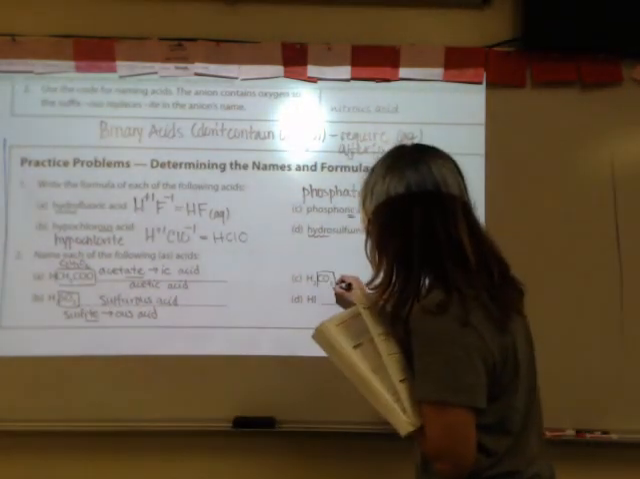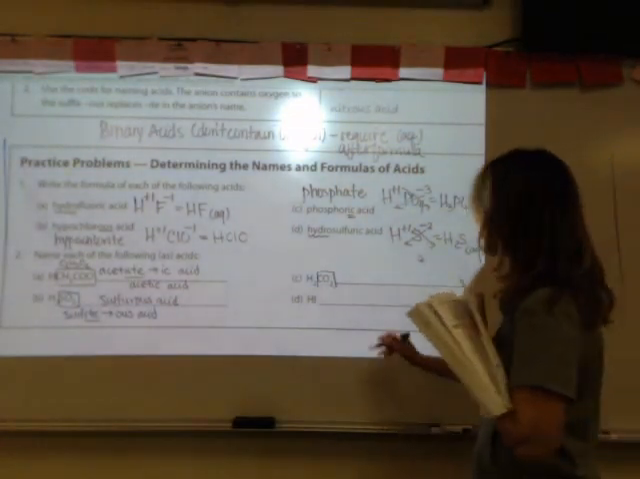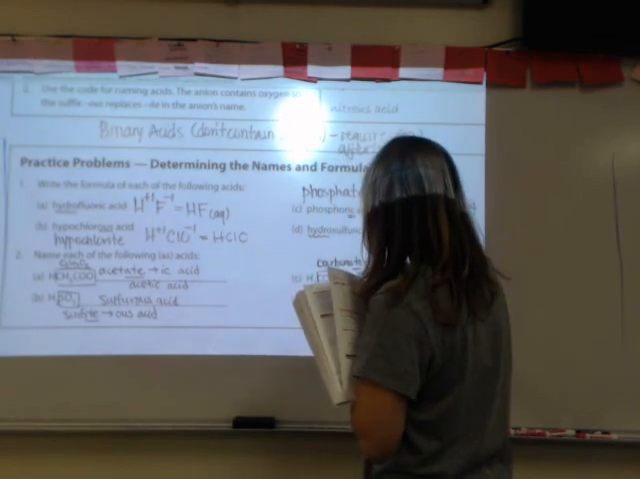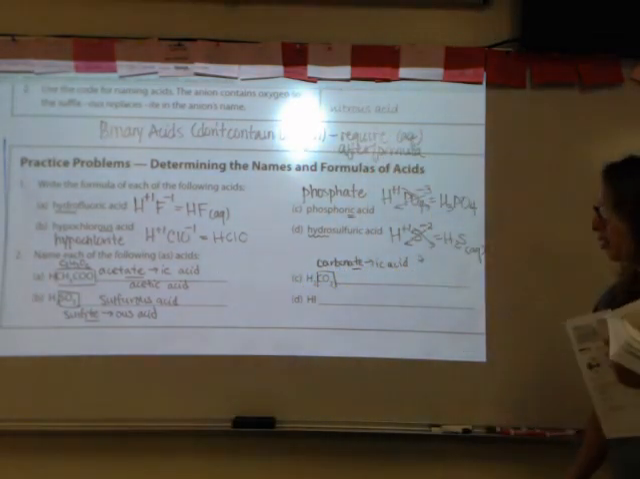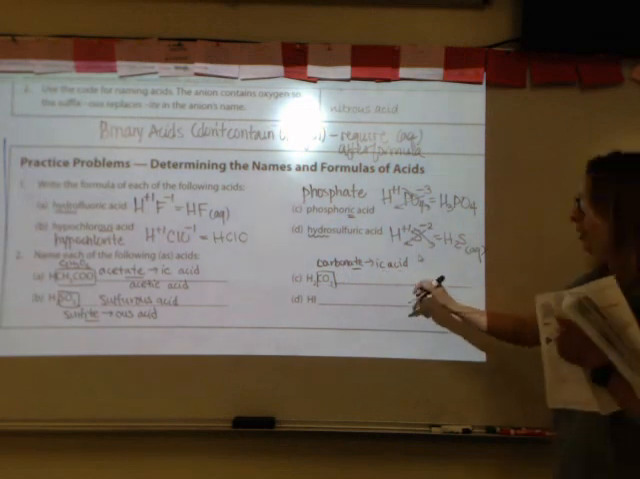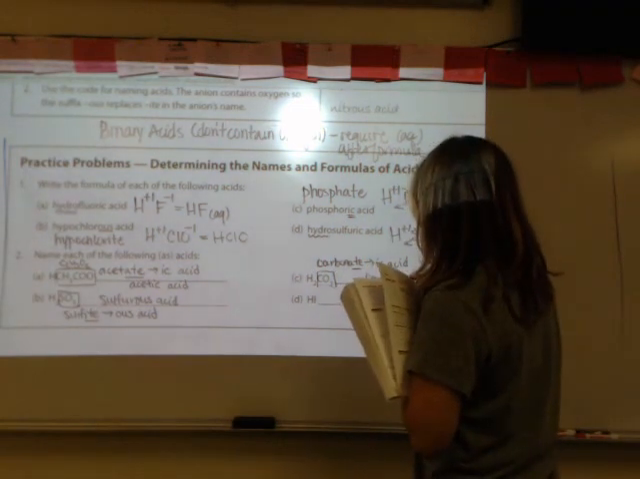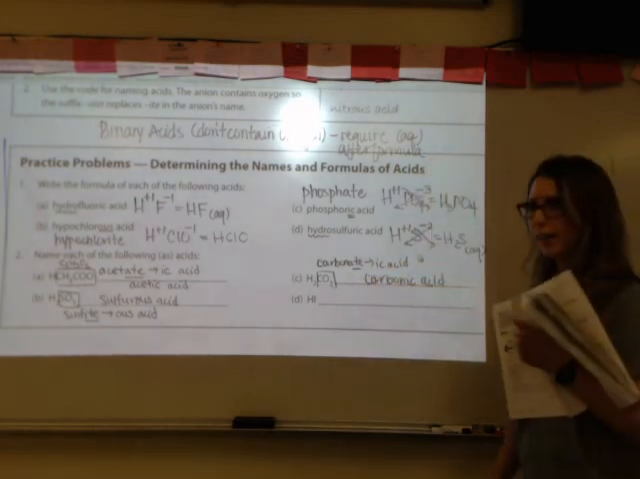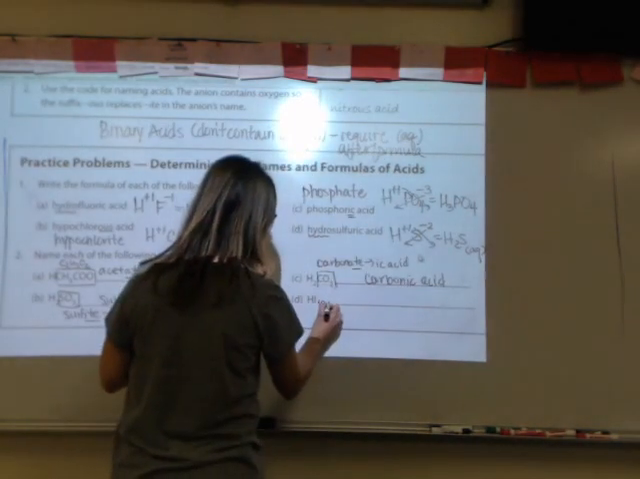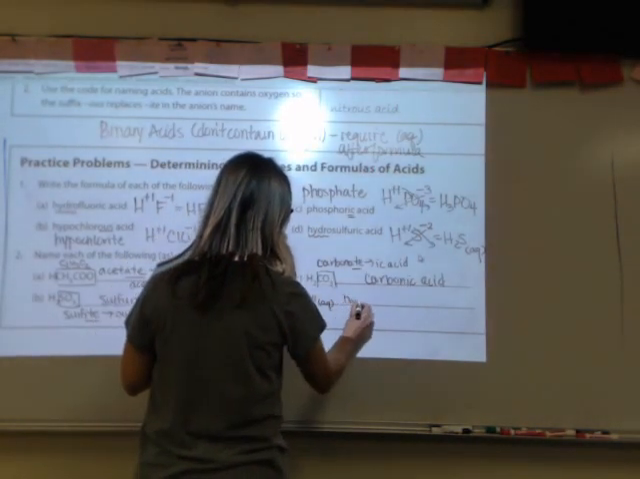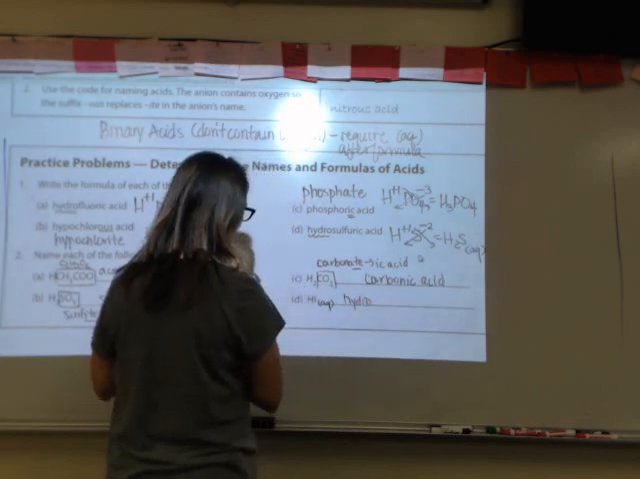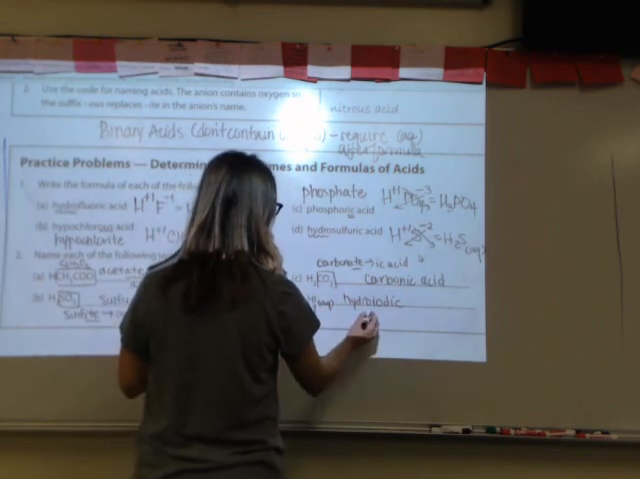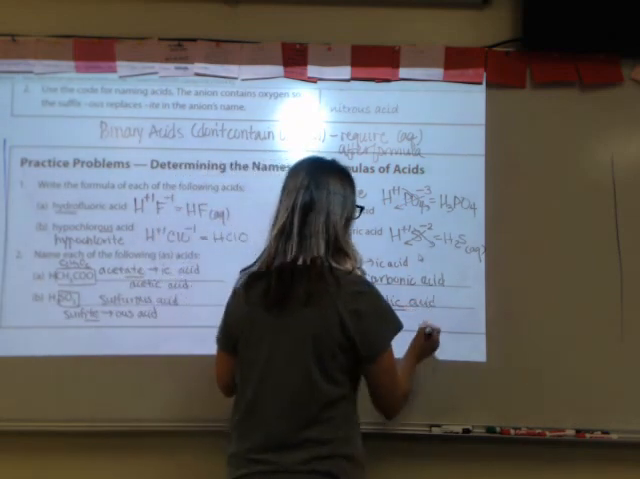C. CO3 is carbonate. When it ends in ate, it becomes ic, and you write acid after it. So this is carbonic acid. D, HI. Technically, there should be a little AQ after this. This does not contain oxygen, so we put hydro in front. Change the ending of this nonmetal to ic, so it's hydroiodic acid.